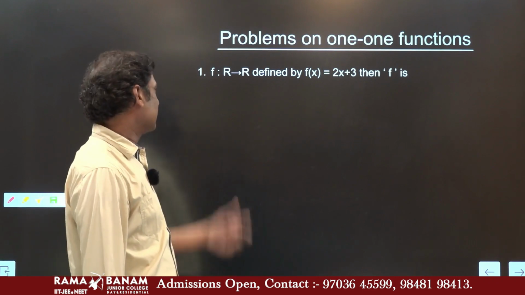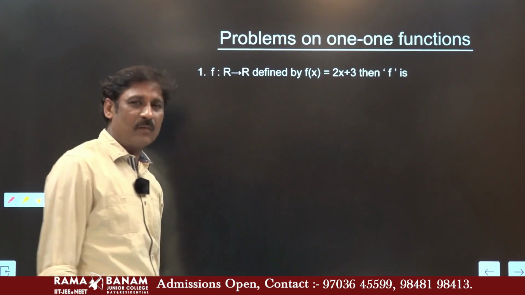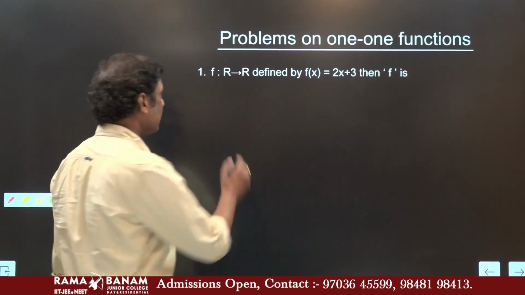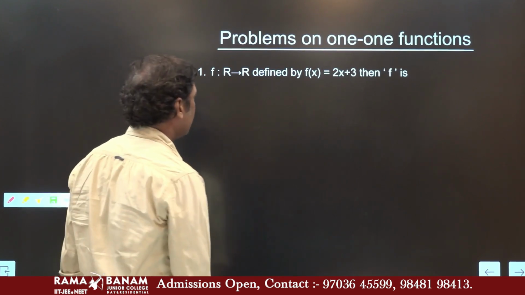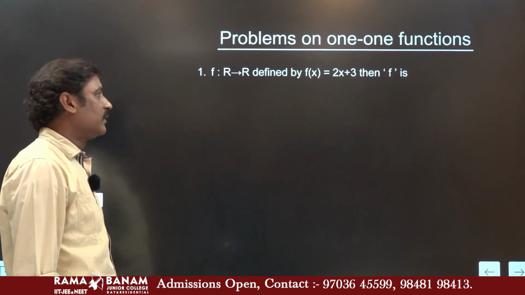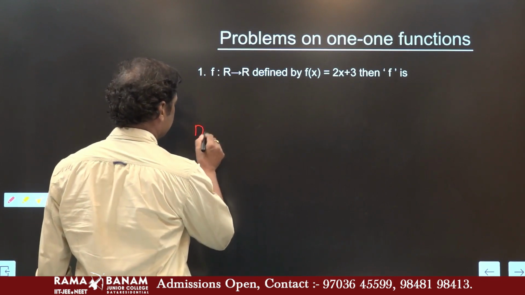So you see the question: f from R to R is defined by f of x is equal to x plus 3. Then what is f? Whether it is a one-one function or not, we have to check it. Now you see, here the domain is R and the codomain is R. And now how do we find whether it is a one-one function or not? Just see this. Here the domain is R.